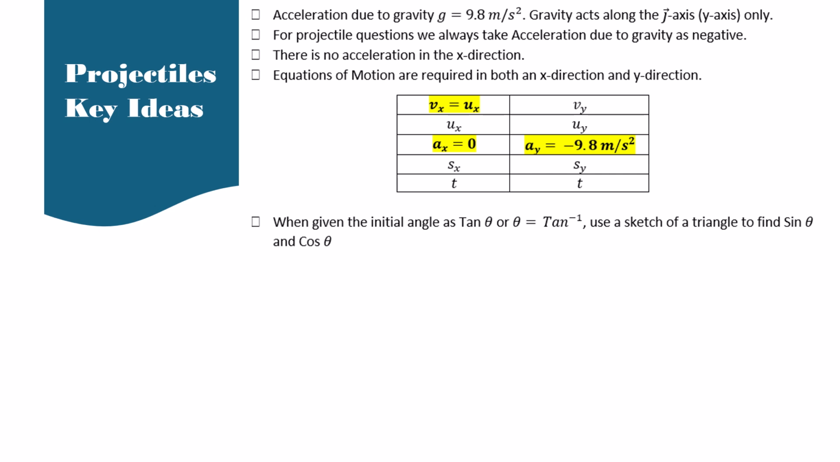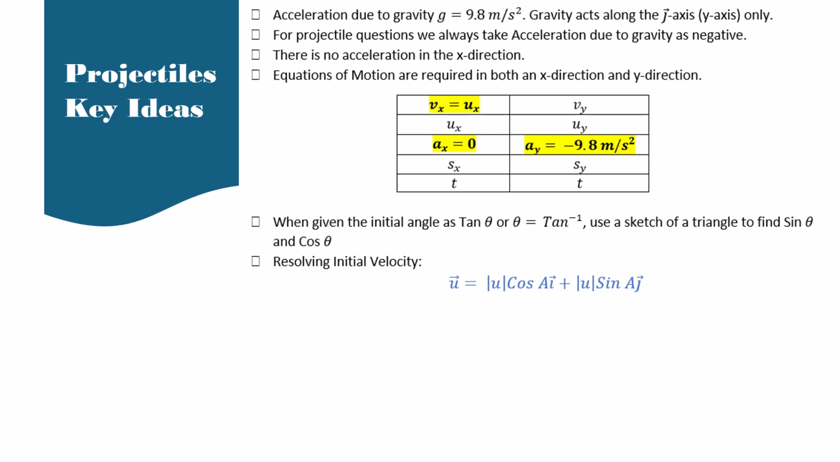So when given the initial angle as tan theta or theta equals tan inverse, I would say go straight to your little sketch if you need to, but work out sine and cos using our Pythagoras rather than getting an angle, because it's going to get messy. If they give it to you in that form, it should give you nice whole numbers when you work with it in this way.